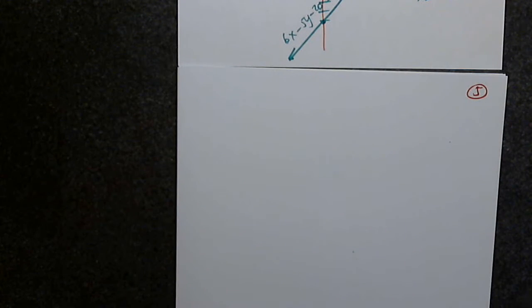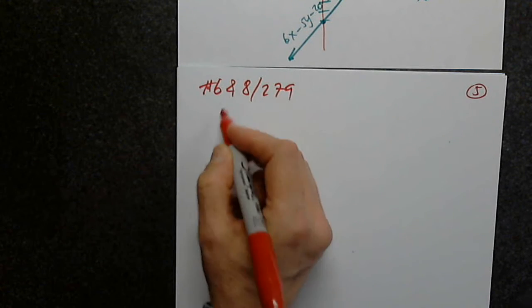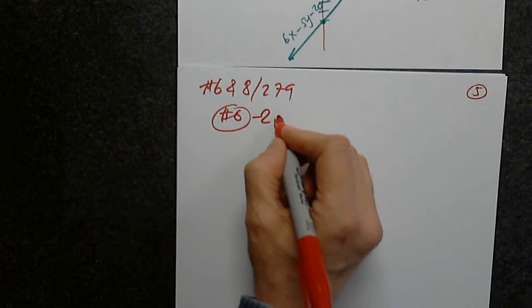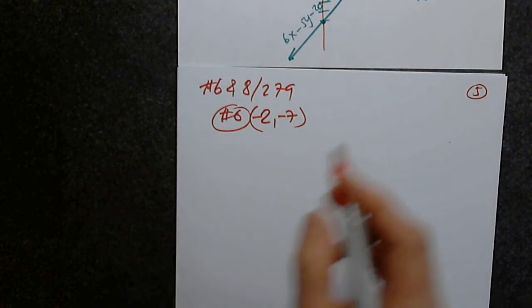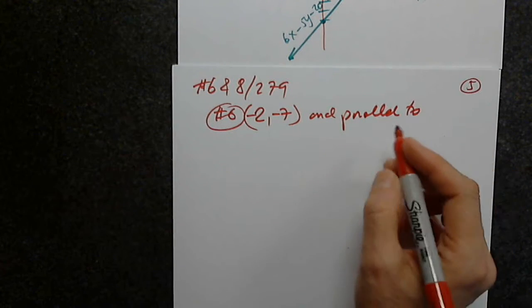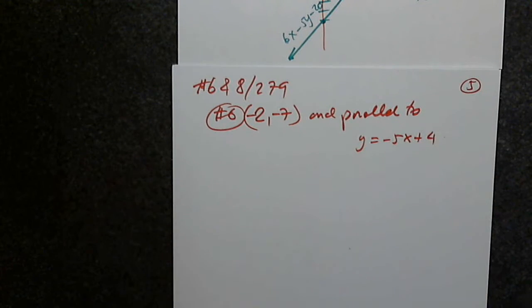Let's take a look at the following. On page 279, I would like to look at problems 6 and 8 to 79. We start with 6. We're given some conditions, and we're asked to find the equation of a line that is passing through -2, -7, and parallel to the line whose equation is y equals -5x plus 4.